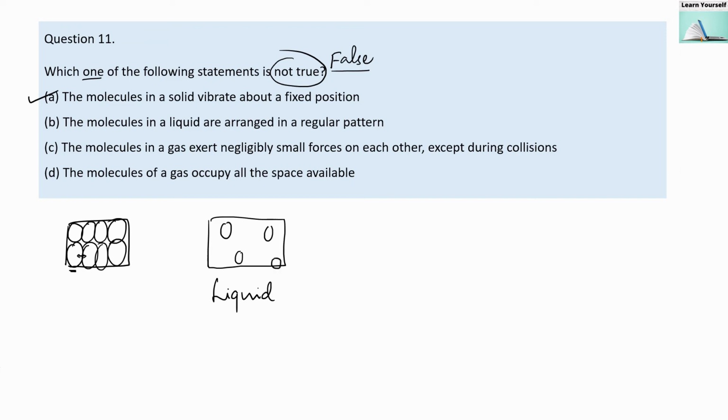The gaps between the particles of the liquid are more compared to solid. So they are at random positions. They do not follow any regular pattern because liquids do not have a fixed shape. Liquids will take the shape of the container. So we cannot see any regular pattern in liquid. So this statement is false, or it is not true.